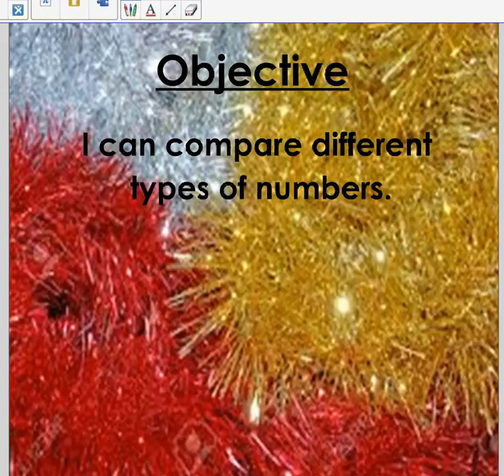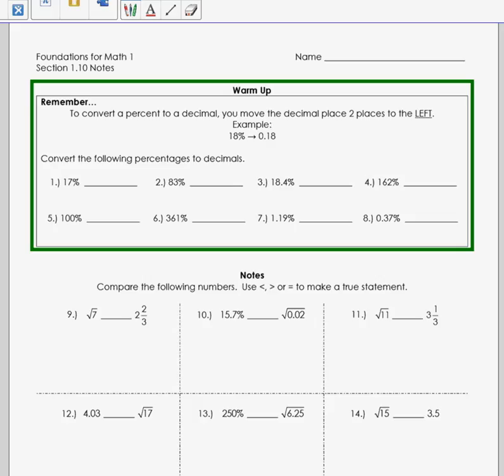Today's lesson is about comparing different types of numbers. So we're going to take what we've done with square roots and cube roots and different types of numbers like that and just start comparing them, and rounding is going to be pretty important.